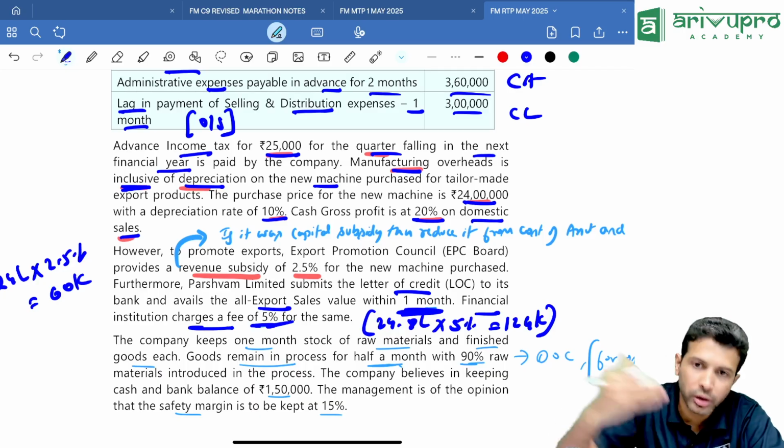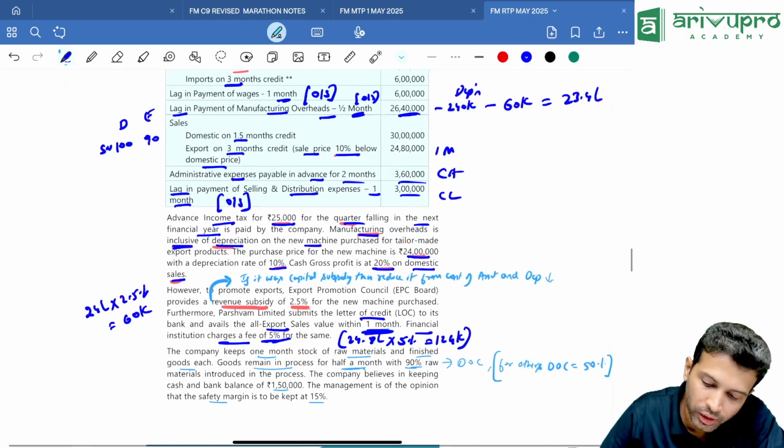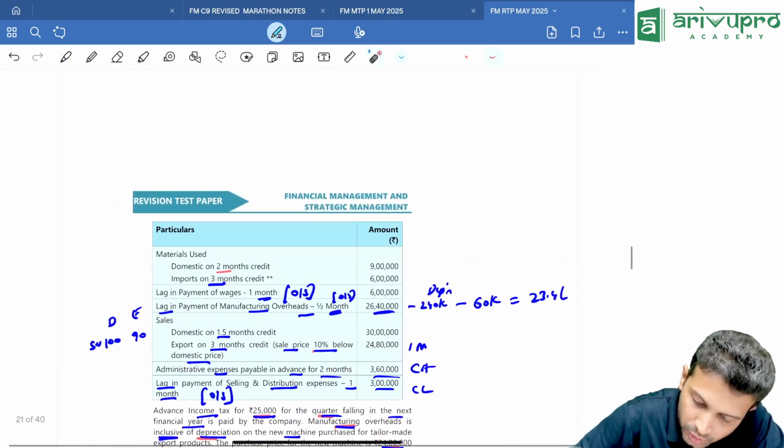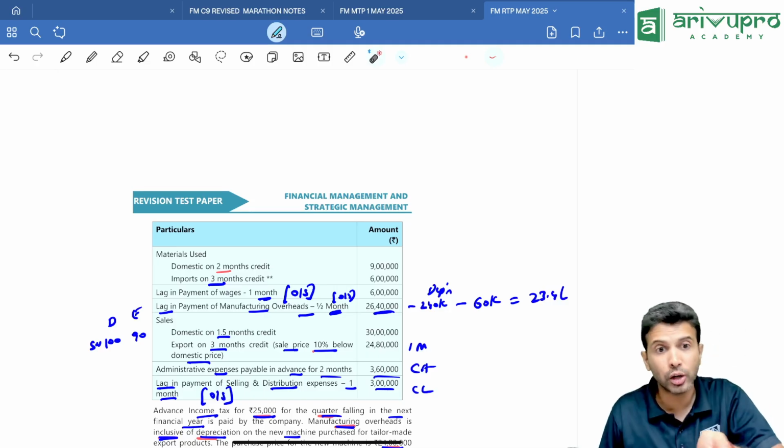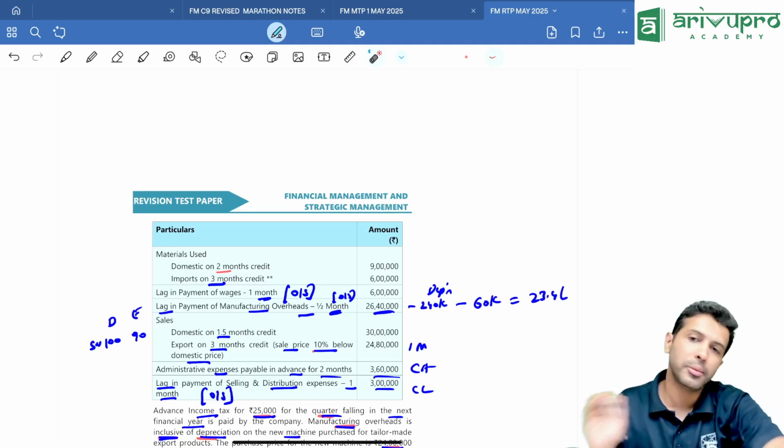This also is not accounted. We should account for it. Okay. In this data, whatever they've given, have they included all that subsidy, LC and all? They've not included. But should we ignore them or consider them? Consider them and work it out.